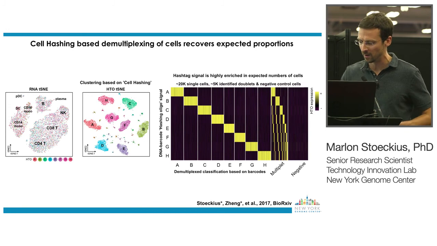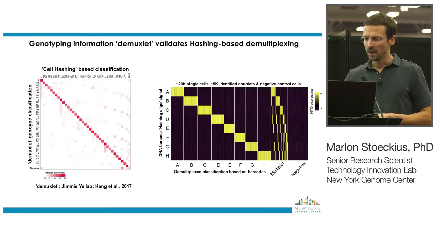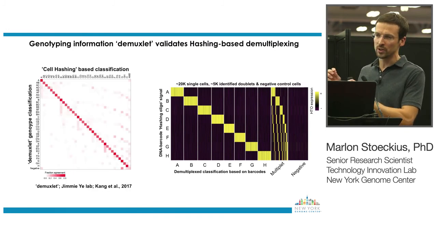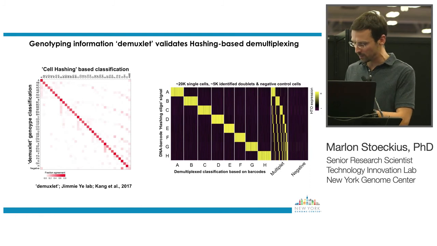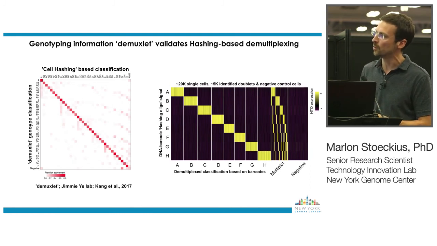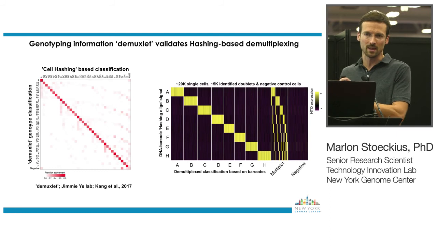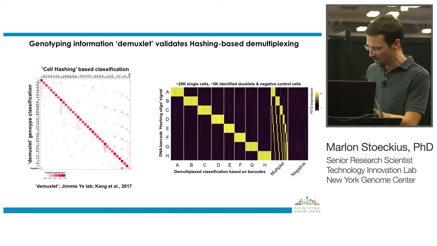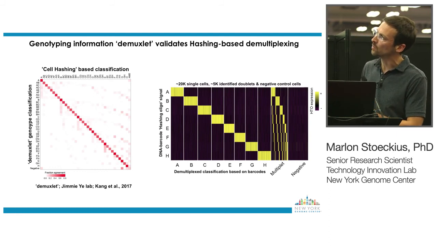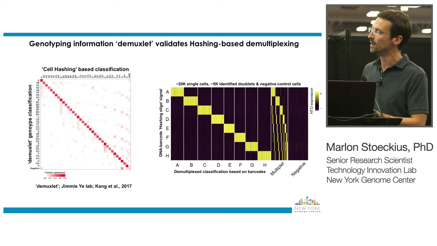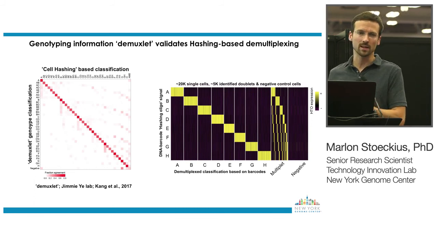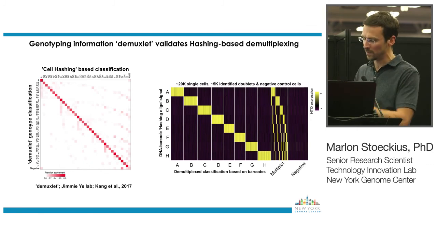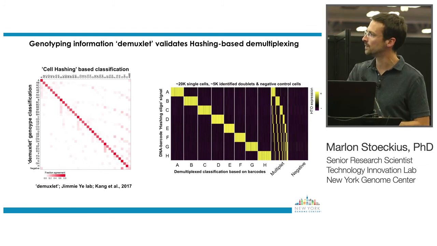So we spiked in a negative pool. Since we used genetically different donors, we could use a method that was developed by Jimmy G's lab at UCSF, which he called demuxlet, to demultiplex samples of genetically distinct donors. And you see that the overlap between the demuxlet classification of genotype and our cell hashing is very, very comparable. But we have, of course, the added benefit in this technology that we don't have to use genetically distinct donors.